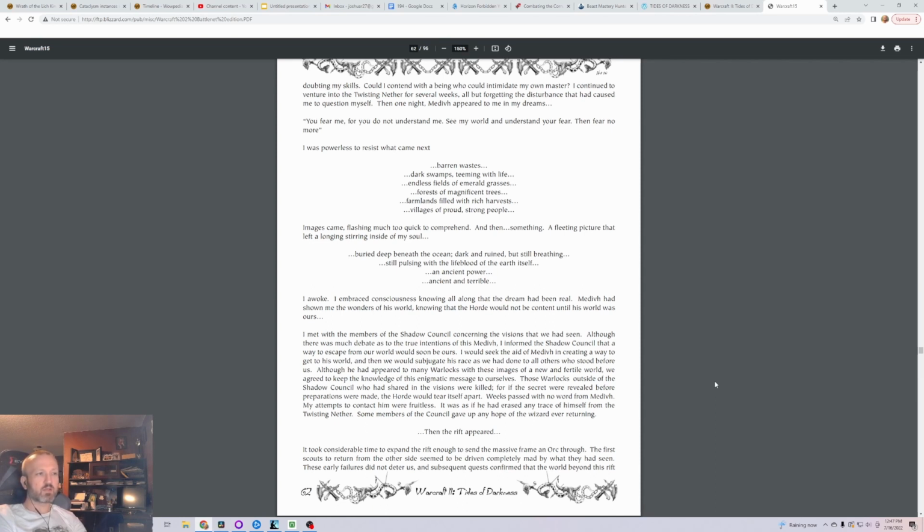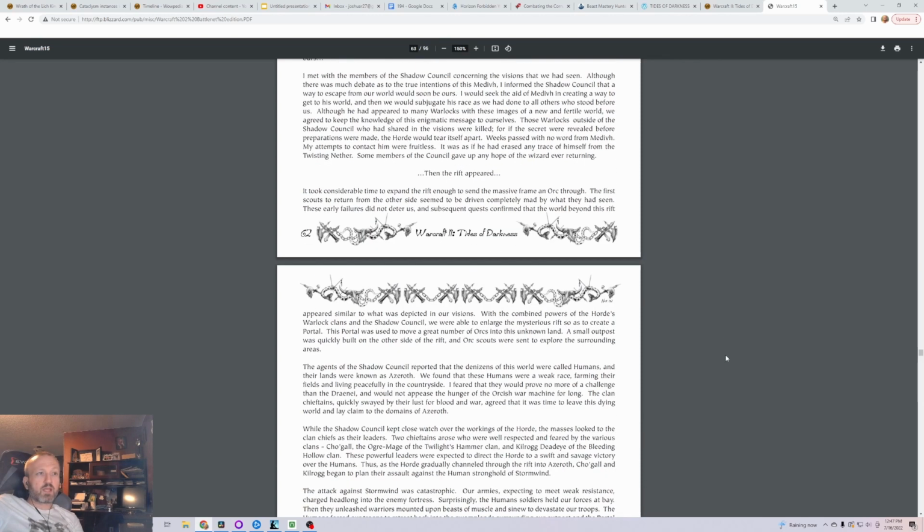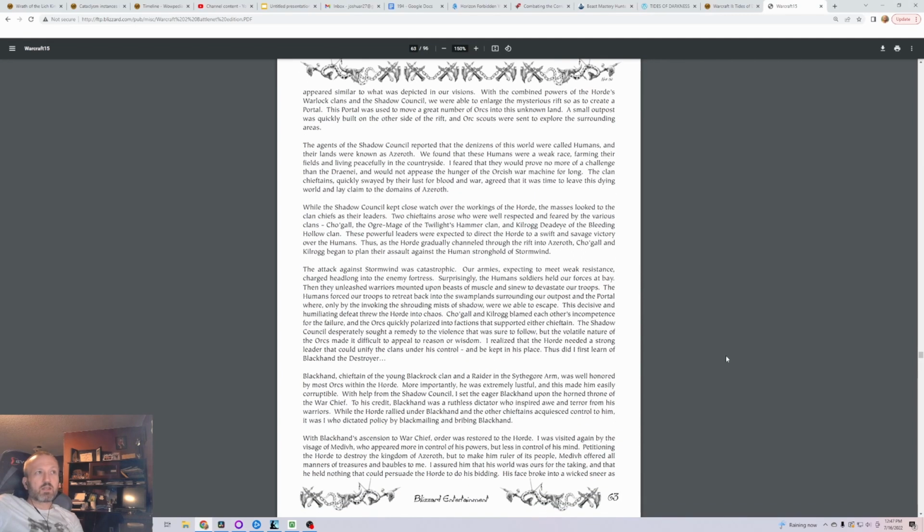Then the rift appeared. It took considerable time to expand the rift enough to send the massive frame of an orc through. The first scouts to return from the other side seemed to be driven completely mad by what they had seen. These early failures did not deter us, and subsequent quests confirmed that the world beyond this rift appeared similar to what was depicted in our visions.